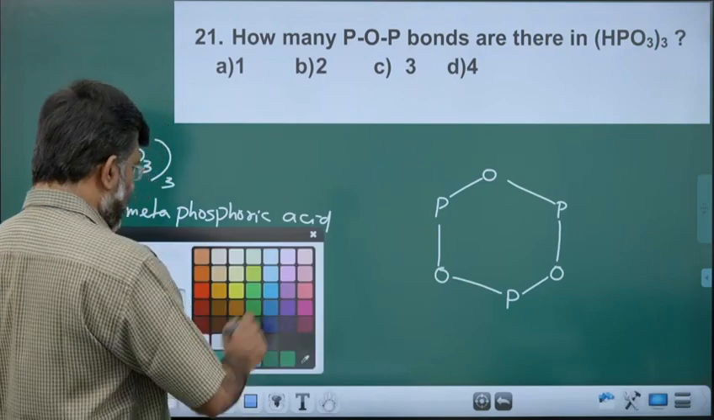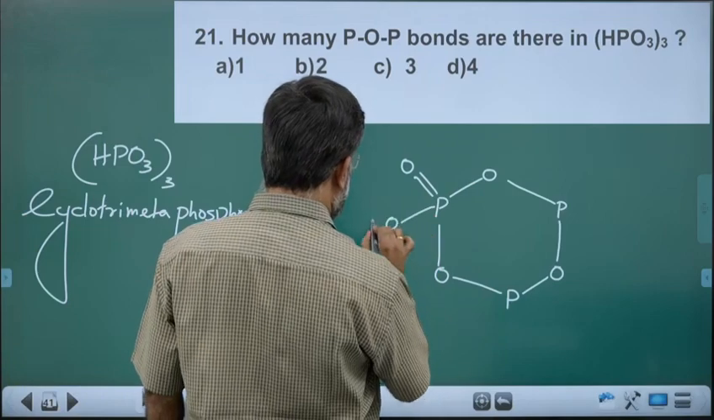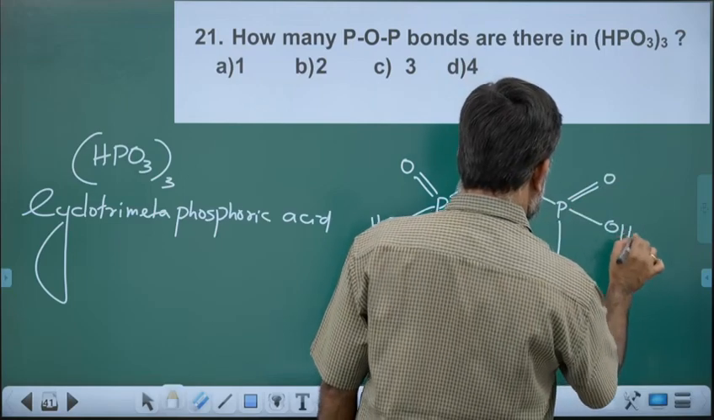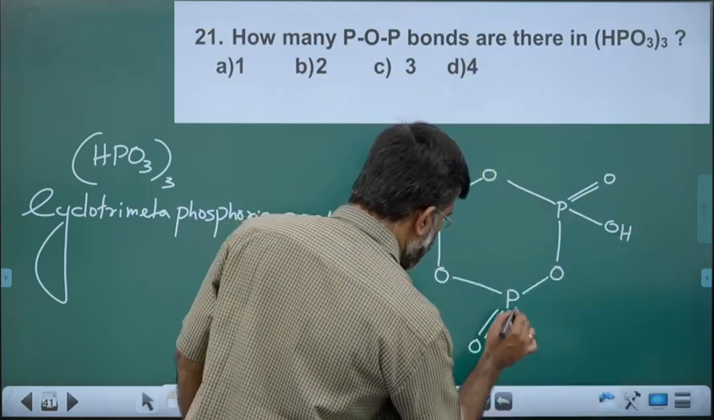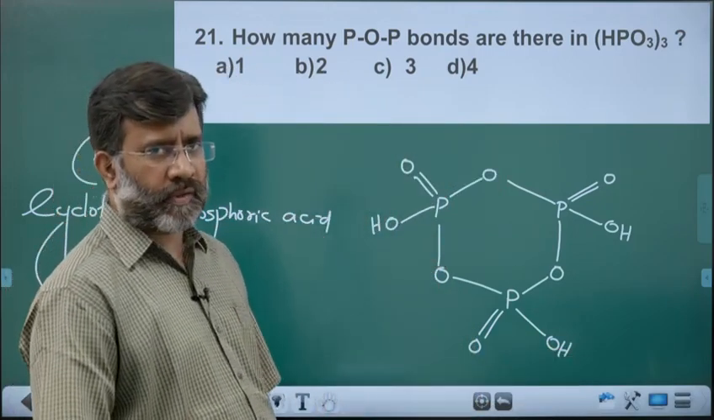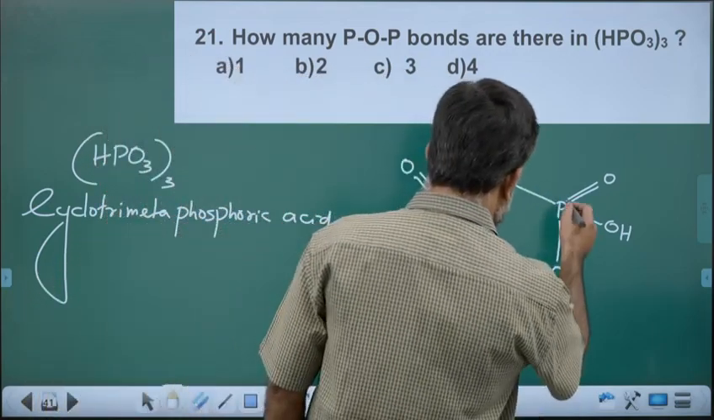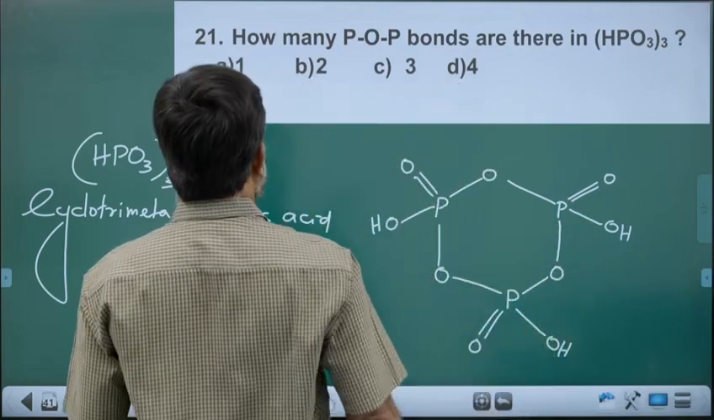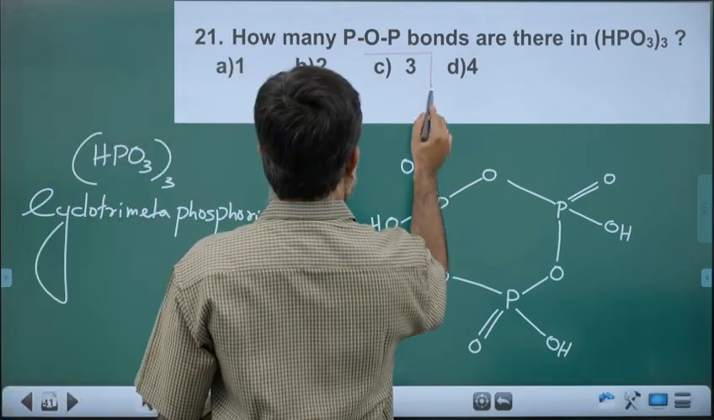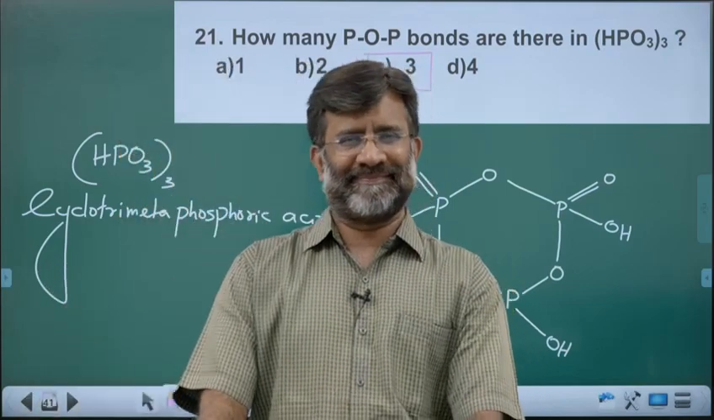And now, what are the essential requirements? Each phosphorus should contain a P=O double bond and a P-OH bond. That is essentially required. This is the structure of cyclotrimetaphosphoric acid. And what was the question? How many P-O-P? P-O-P 1, P-O-P 2, P-O-P 3. There are 3 P-O-P. Answer is option C, 3. Right?